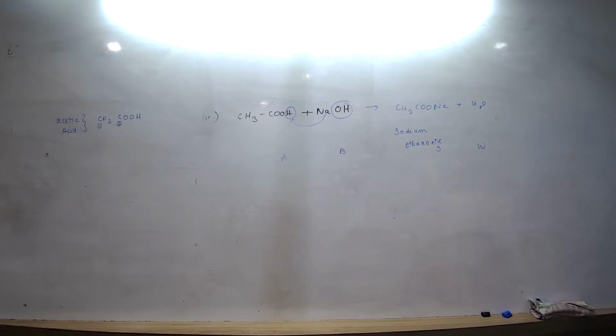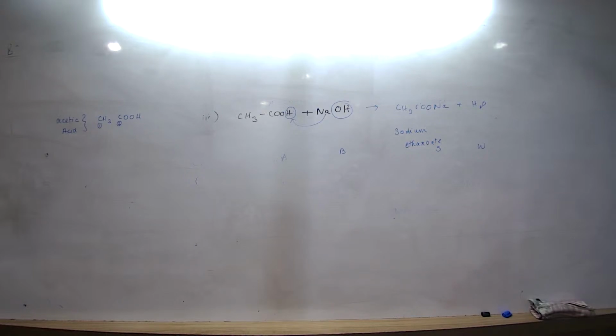Here, where are we? Yeah, point number 3 there. And water. Did you notice? NaOH plus acetic acid forms sodium acetate and water. Finished? That's clear? It's a small reaction.